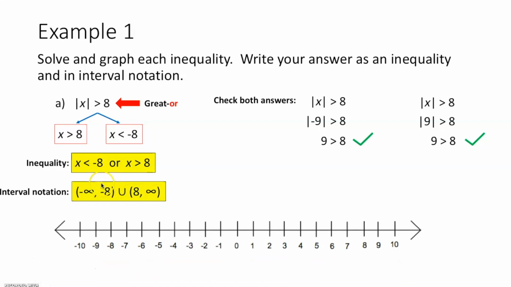Now to graph it, we just graph each of these separately. We have x is less than negative 8. So we're going to go to negative 8, put an open circle because there's no equal sign. And we shade everything less than negative 8. So that'd be negative 9, negative 10, all the way to the left. Again, since our variable's on the left, the inequality symbol points in the direction we're supposed to shade. Same thing over here. x is greater than 8. We put an open circle at 8 this time, and we shade everything greater than 8. So 9, 10, 11 to the right. And again, our variable's on the left, so the inequality symbol points in the direction we're supposed to shade.